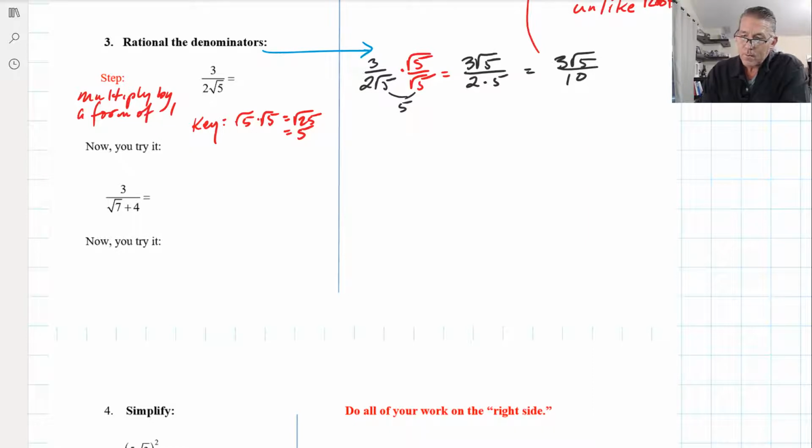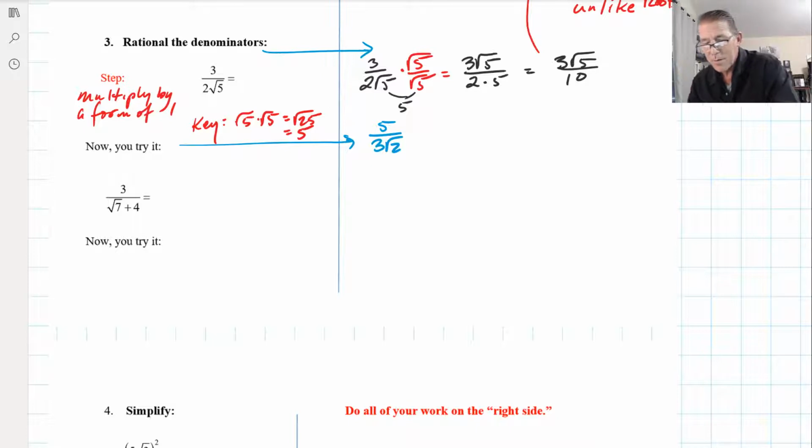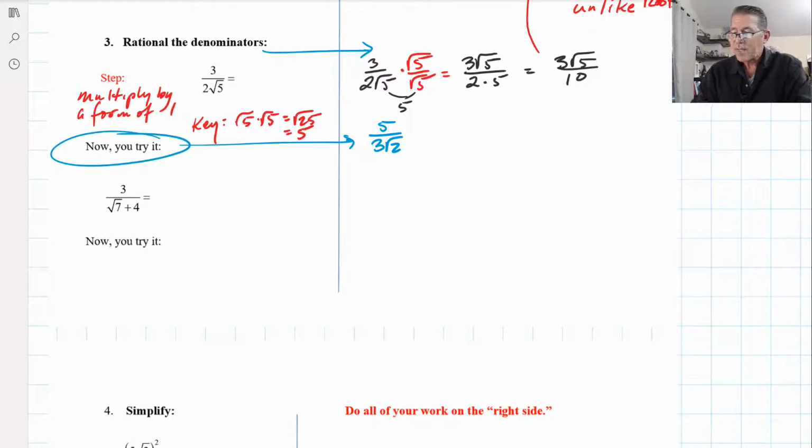All right, now you try. It's your turn. So how about this? How about 5 divided by 3 root 2? Okay, pause the video. Go for it. Now it's your turn. Pause the video. Go.